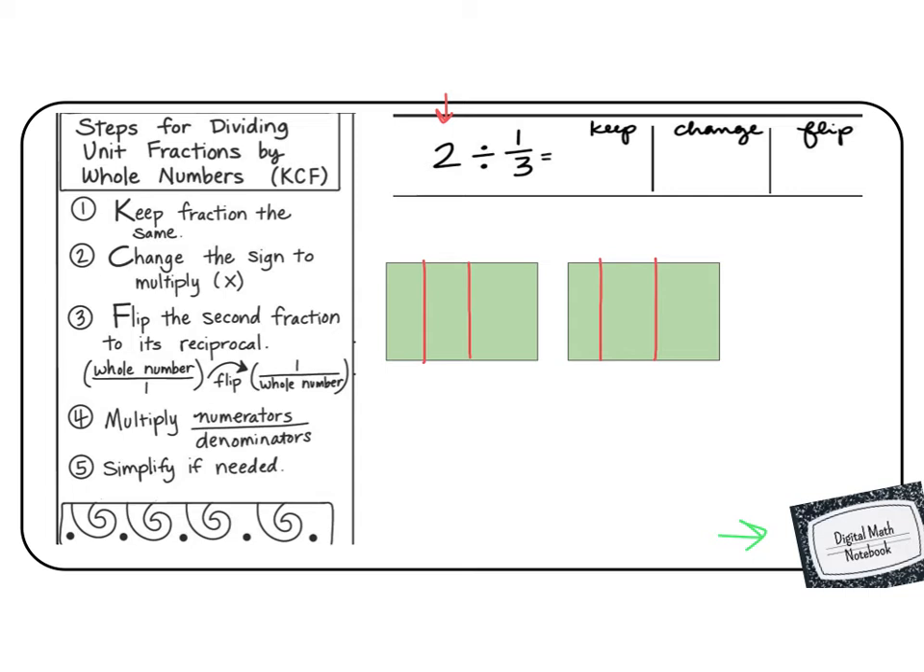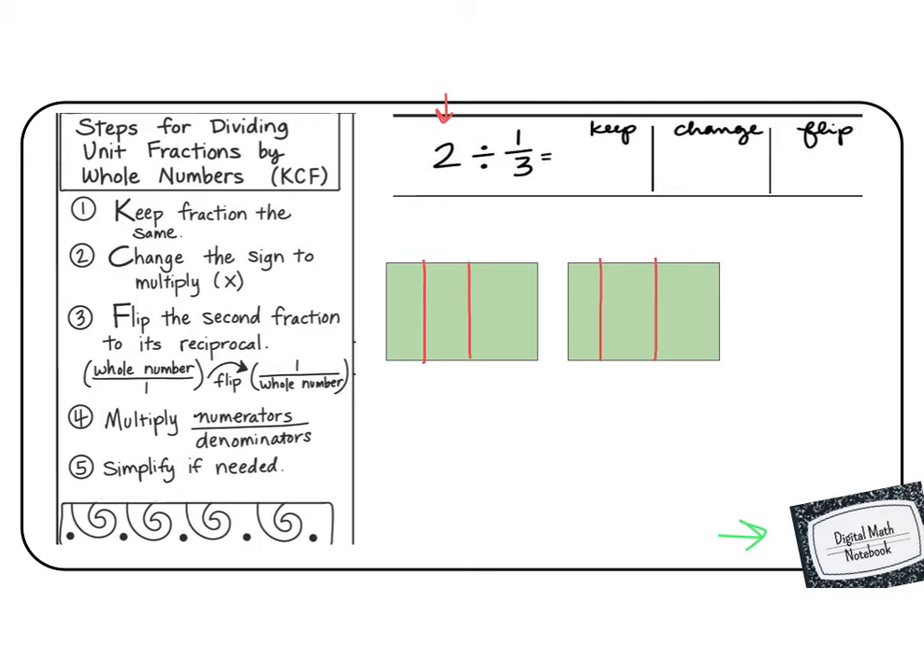So if I have 2 cakes and I cut the cakes into thirds, then I will have 6 pieces of cake. They won't all be the same size, right? They're not 6 cakes now. They're 6 pieces of cake.